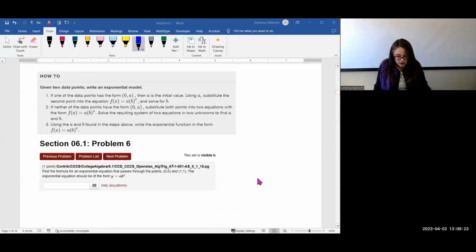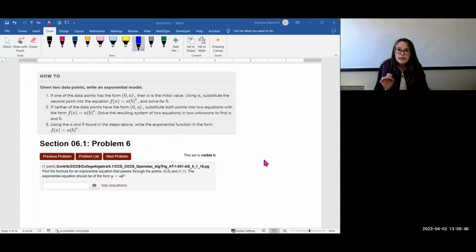Now let's take a look at another type of problem. What if we know 2 points and we know it's exponential, but we don't know the equation? Can we find the equation? As long as you have 2 points and you know it's exponential, you should be able to come up with an exponential function that includes those 2 points. And you can see right here that it has steps on how to do that.